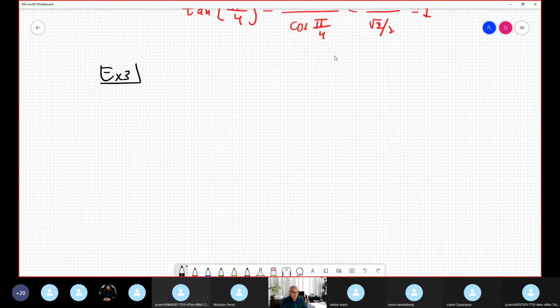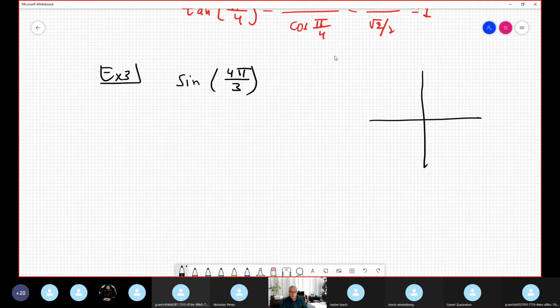Example 3. Suppose sine 4 pi over 3. You in what quadrant like this guy? 4 pi over 3. I have no idea. What do you think? This is 0. This is pi over 2. This is pi. This is 3 pi over 2. Third. In the third quadrant, yes. In the third quadrant. Approximately here. This is theta. This is theta. And this is alpha.